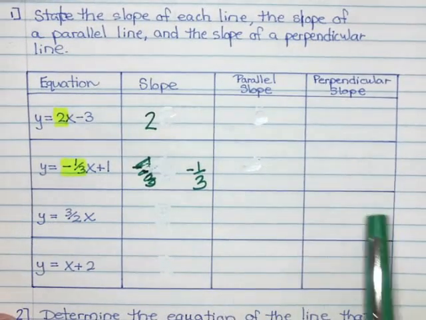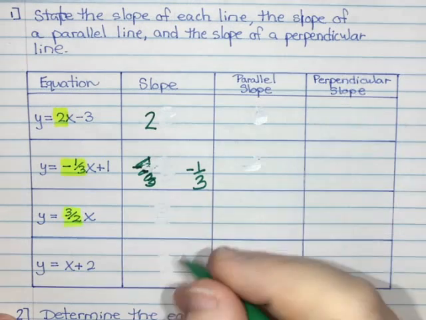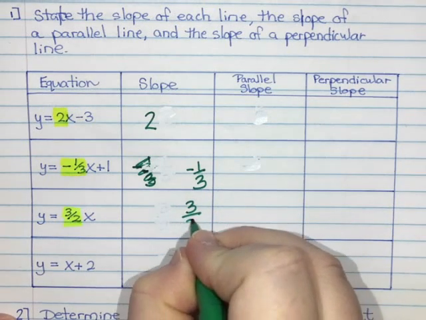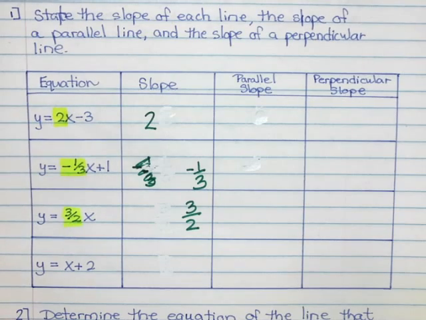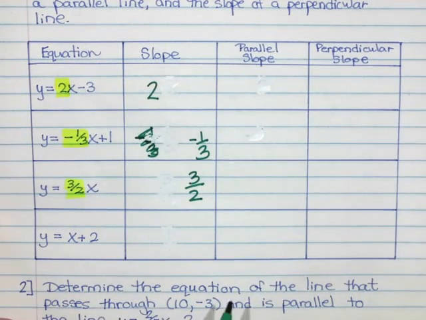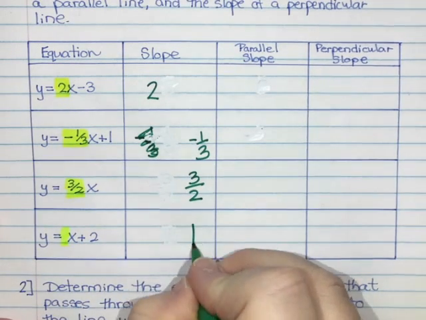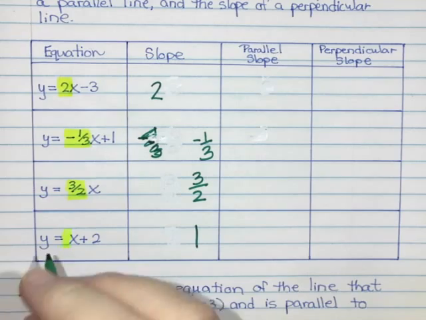Okay, our next one would be 3/2. And our last one does not appear to have a number in front of x, but there is something there. There is a secret, very shy little 1 that is hiding in front of that x.